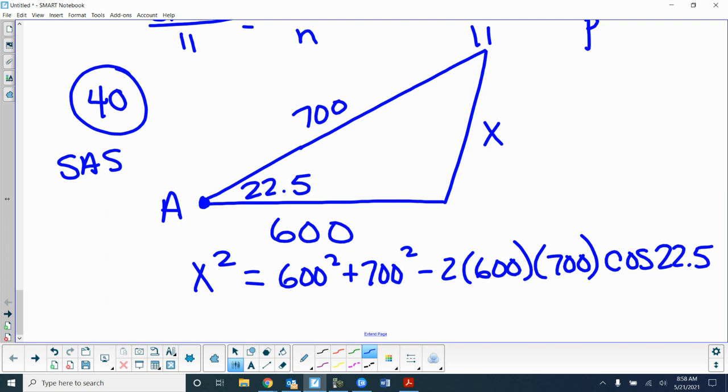When you do all that, you get x squared. I just did it and then did what with my answer? Square root. Yes. So when you do all that on your calculator and then take the square root of that answer, you get 272 miles to the nearest mile.